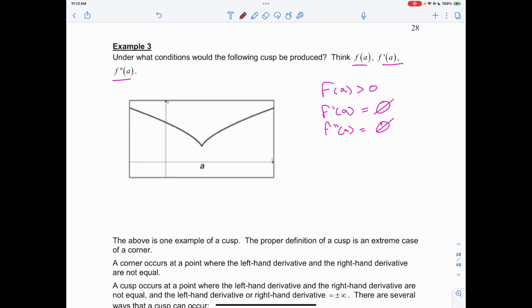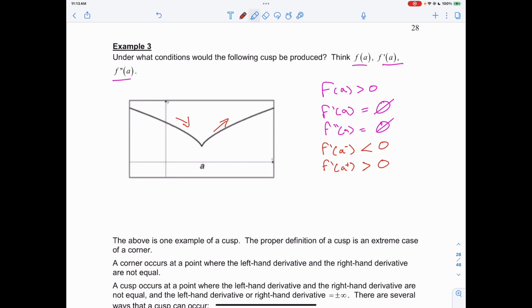We also can see that there is a slope downwards towards a, and there's a slope upwards away from a, meaning that as f prime is approaching a from the left, it's going to be negative, and as it's approaching a from the right, it's going to be positive.